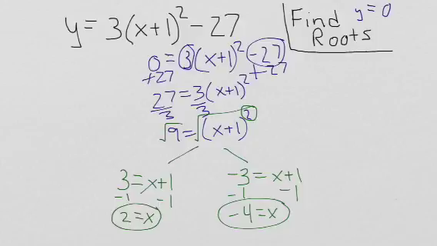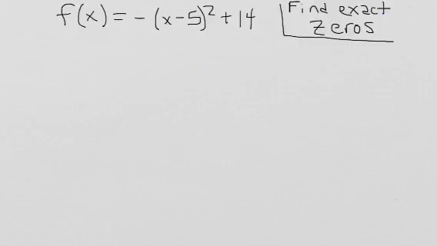Alright, they don't always come out perfect, so here's what happens when we want an exact answer that doesn't come out perfect. So now we have a situation in function notation. We want to find exact zeros. Remember, that means that y is 0, or f of x is 0.